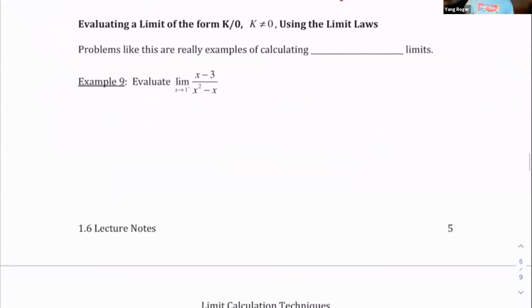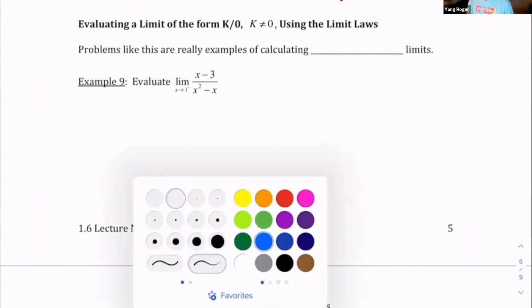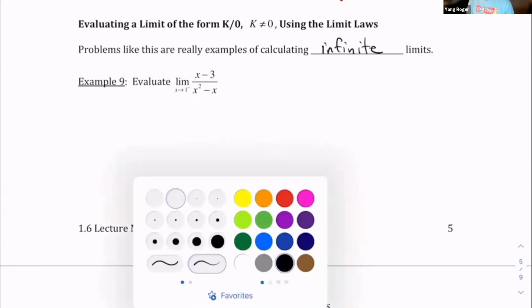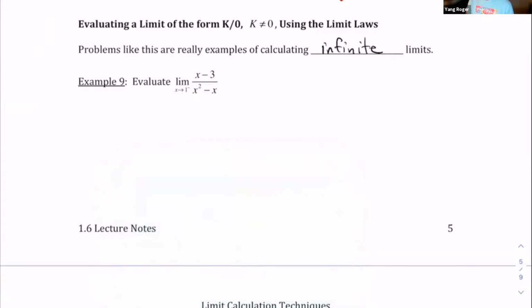So for number 5, this is really calculating infinite limits, right? We had talked about this already. How are we going to see that we have an infinite limit? Well, the first thing I'm going to do is plug in a 1. So I'm going to get 1 minus 3 over 1 minus 1. That's going to give me negative 2 over 0. So this tells me I have an infinite limit.